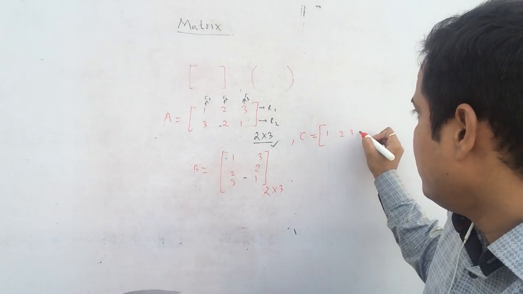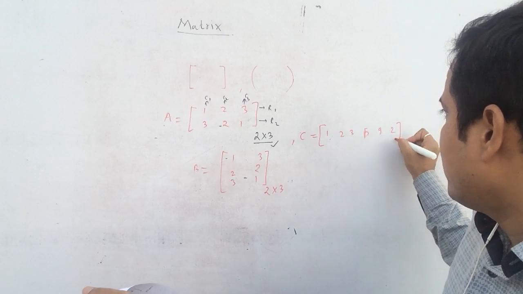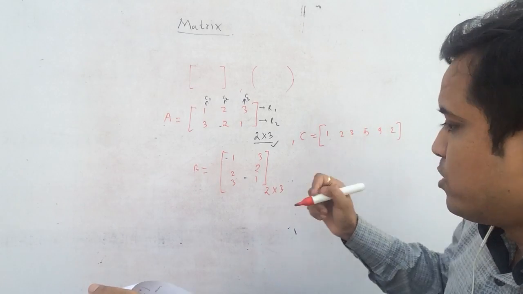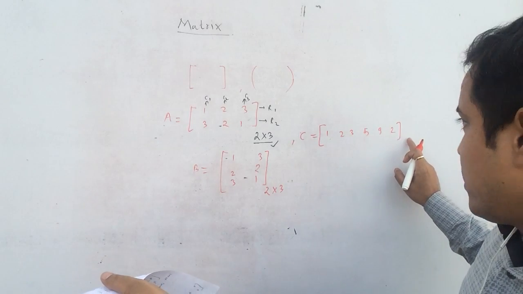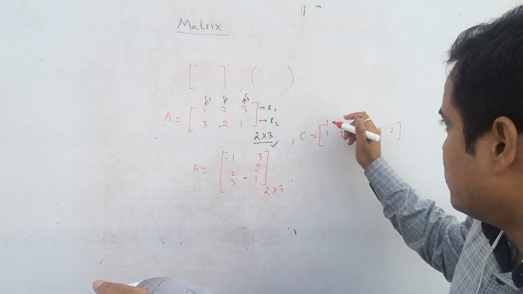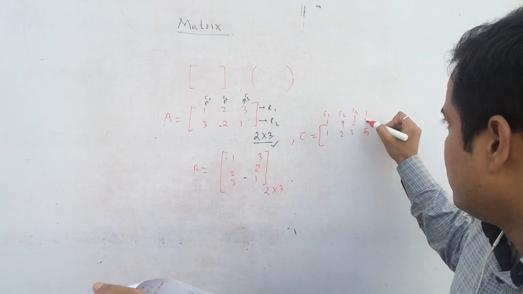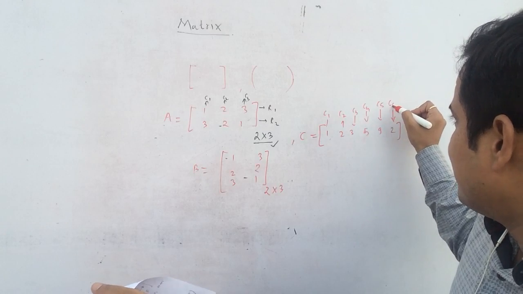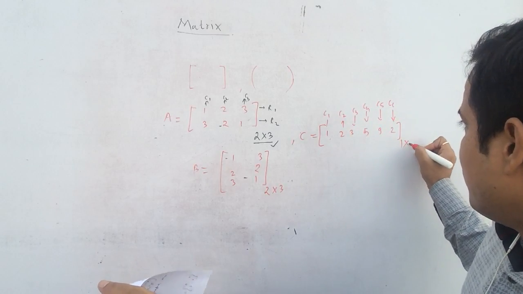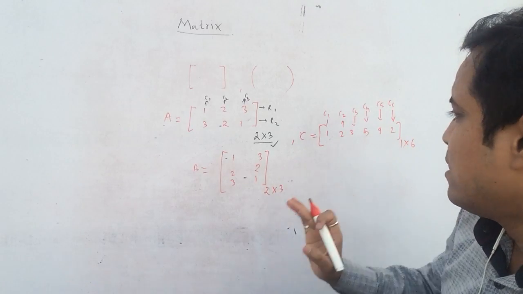Take one more example like this: 1 2 3 5 9 2. How many rows are there? It has one row. How many columns? C1, C2, C3, C4, C5 and C6. So one row but 6 columns you see here. So there are also 6 elements.